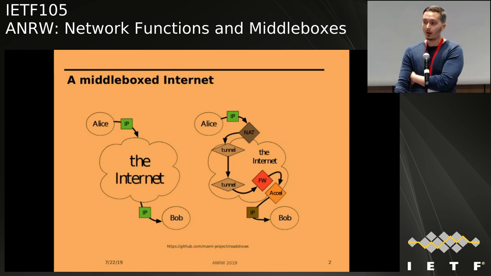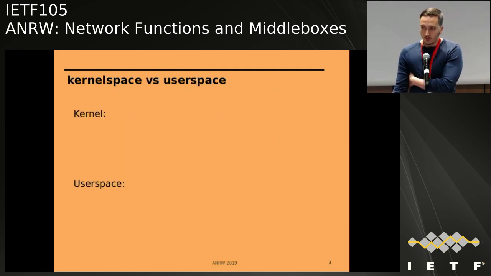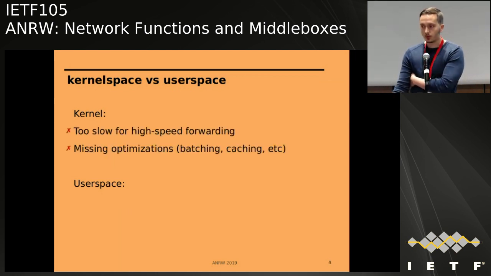Originally, most of those middlebox appliances were implemented in dedicated hardware, but with the rise of virtualization and containerization, there's more incentive to do it on commodity hardware. The straightforward way would be to rely on the kernel packet processing functions, but unfortunately it was shown to be too slow to sustain high-speed packet processing. Plus it is missing a lot of potential optimizations, such as packet batching or more efficient use of caching and many more. Then one might ask, why not do it in user space directly?